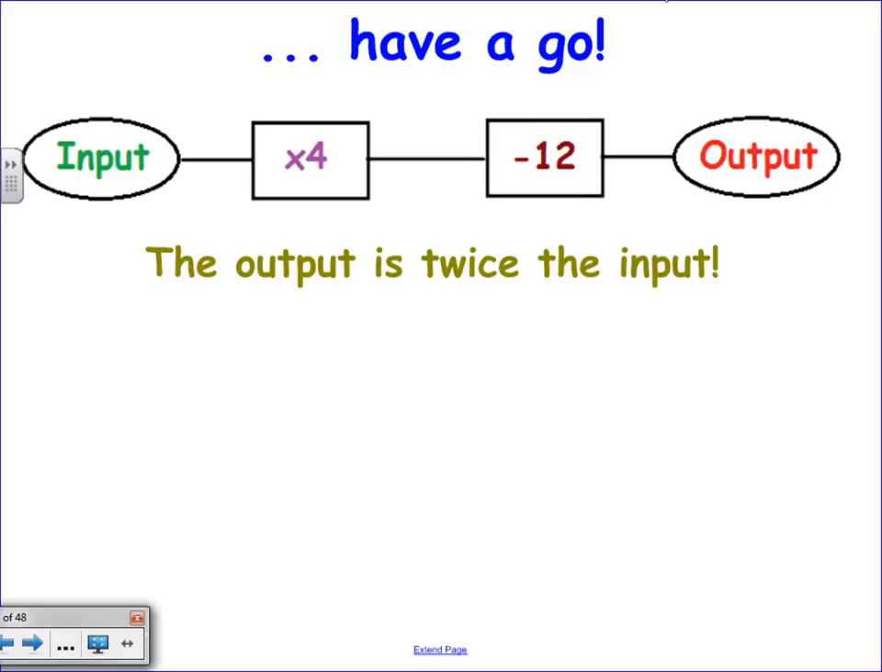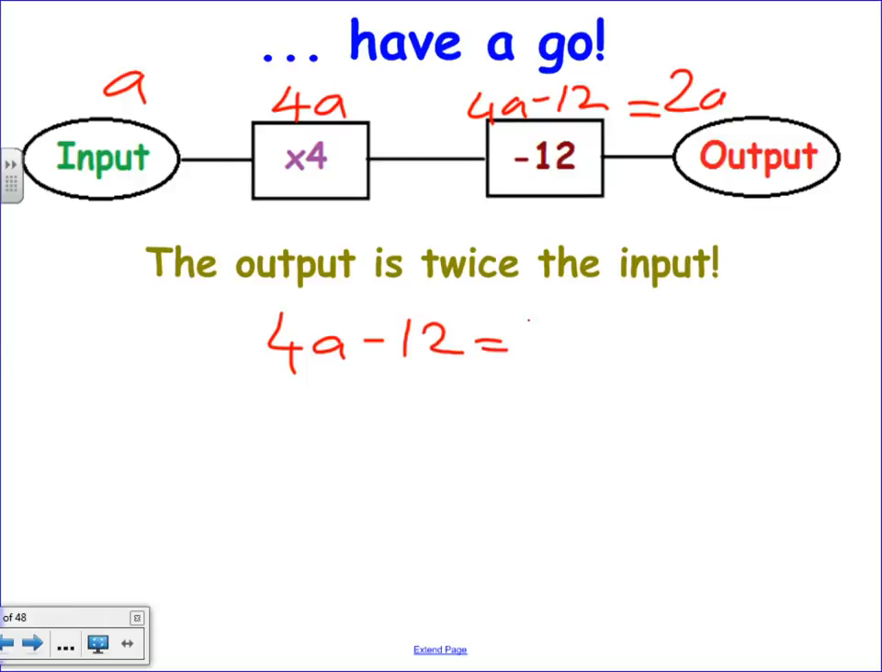So what letter did we go for? A. Let's start with A. So we started with A. First thing we do to A, so it gives us, brilliant. And then the next thing we do, good. So we have 4A and we take away 12, and that's equal to, good, twice the input. So the input's A, the output is 2A. So it gives us the thing that we need to solve. Okay? And we know it's a three-step equation because it's got the variable on both sides.